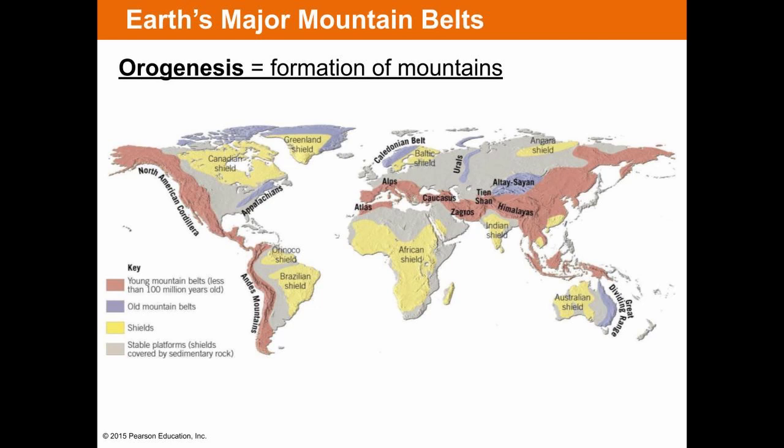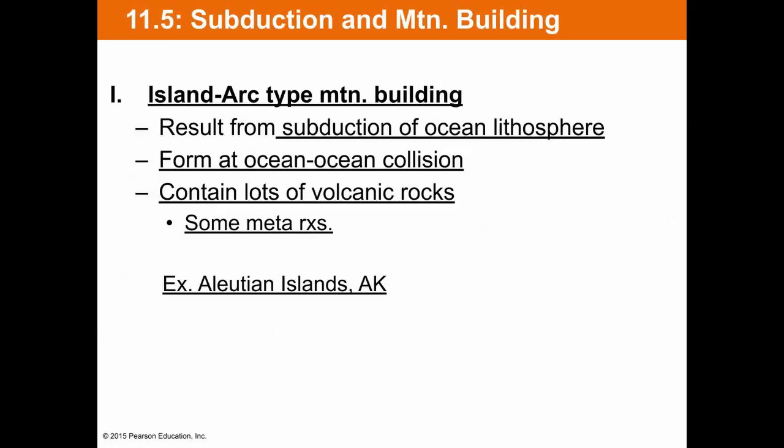Why do some mountains exist as red and some as blue? Why are some mountains old, some are new? Is there any association with the plate tectonics surrounding what's going on? Why the shields exist where they exist, etc.? Let's discuss that. What types of mountain building do we have?